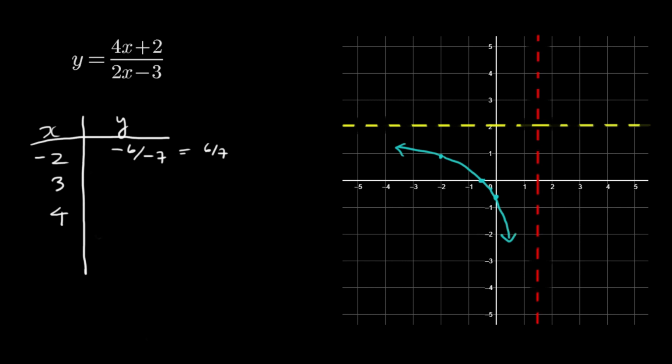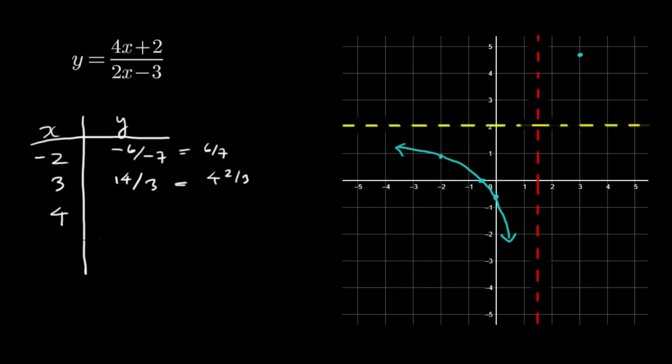Now let's just plug in a couple more x values here, and we'll put in 3, and we get 12 plus 2 on the top, which will be 14. And then in the denominator we'll get 6 minus 3, which is 3. Still a little bit awkward, but of course 3 goes into 14 4 times with a remainder of 2, so that's 4 2/3 for that y value. And that was at x equals 3, so we'll say 4 2/3.